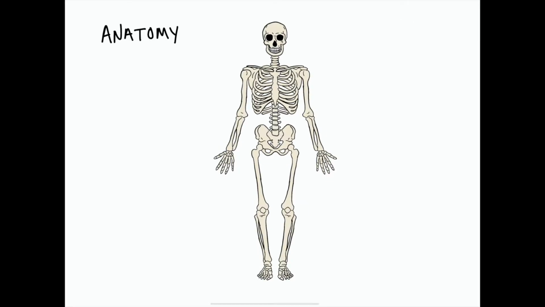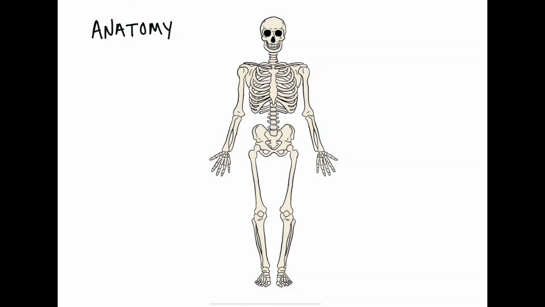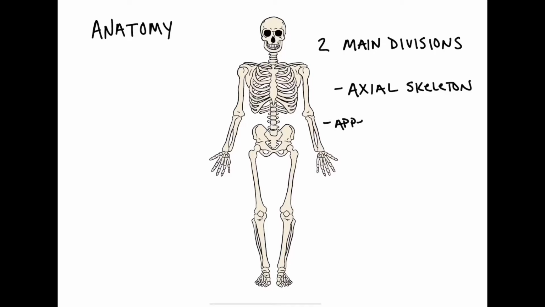What about anatomy? There are many different anatomical features of the skeletal system, but we'll just do a quick overview in this video. There are two major divisions of the skeleton that we call the axial skeleton and the appendicular skeleton. Axial means around an axis, while appendicular means relating to appendages.